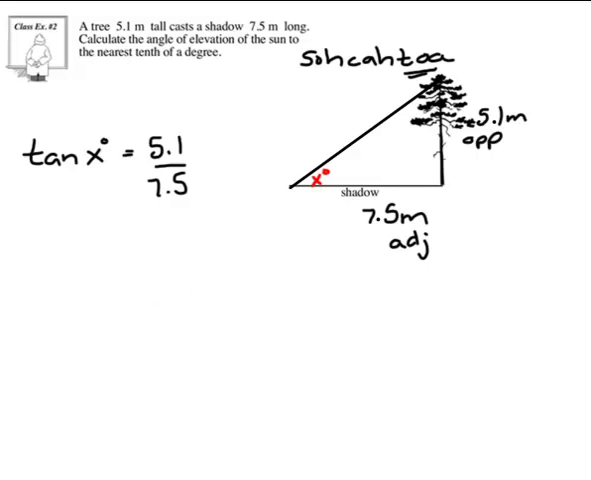Now, this is the case where we need to use that second function button in our calculator because I don't know the angle. I only know the ratio. And there's no need to change it from 5.1 over 7.5. We can just leave it like that.